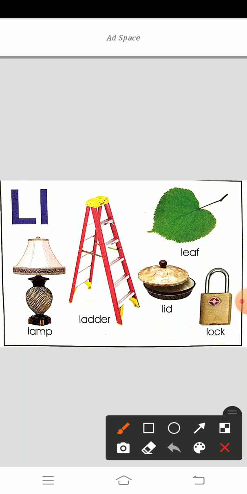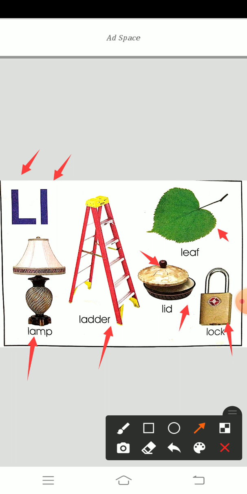Look here, capital letter L and small letter L. You can practice these letters and even words also. L for lamp, L for ladder, L for leaf, L for lid. This is the lid. L for lock.